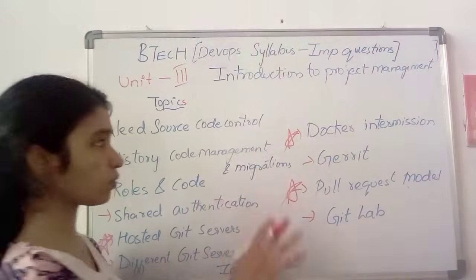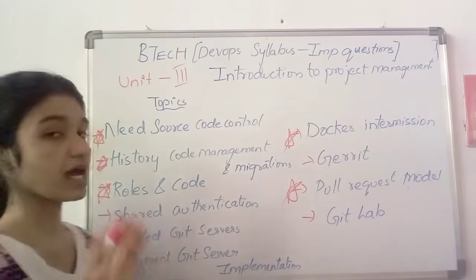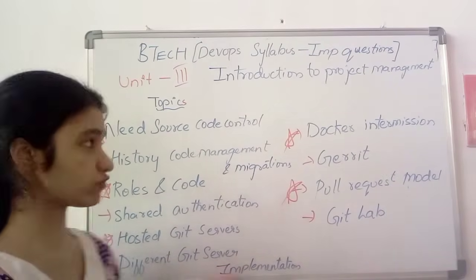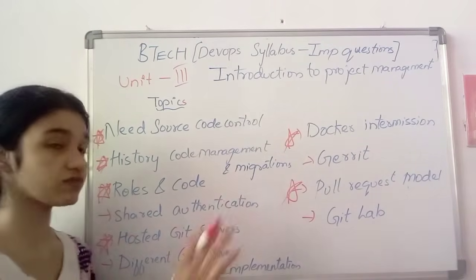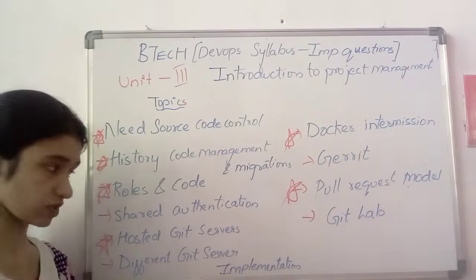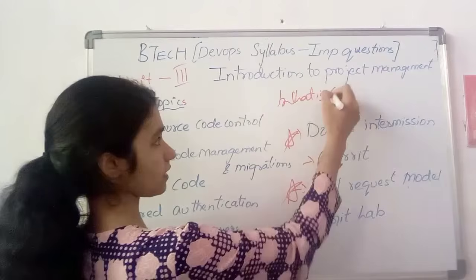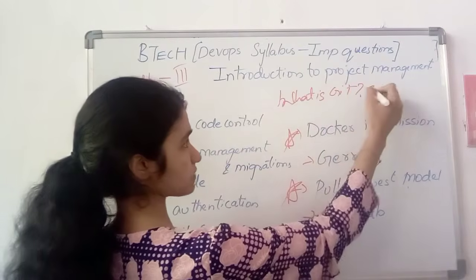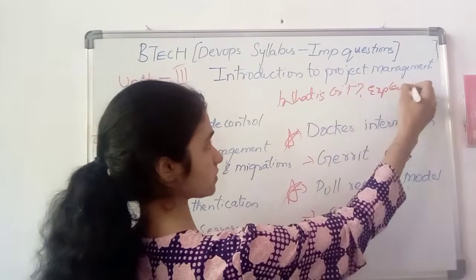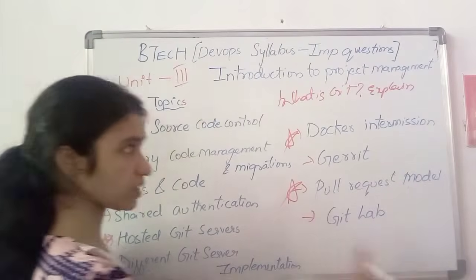Okay, if you want to get good marks, first you have to start with these topics. When you are starting with this unit, you have to make sure that in this unit we are going to get a type of combo questions, just like the second unit. They will ask what is Git, and explain about hosted Git server, pull request model, or GitLab, like that.